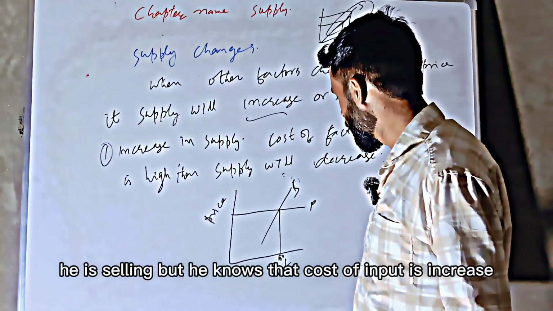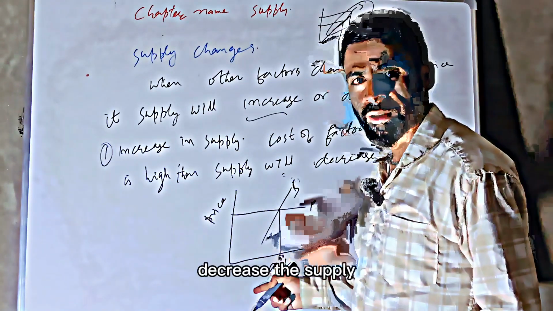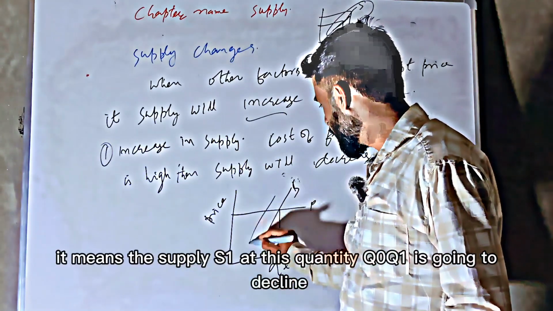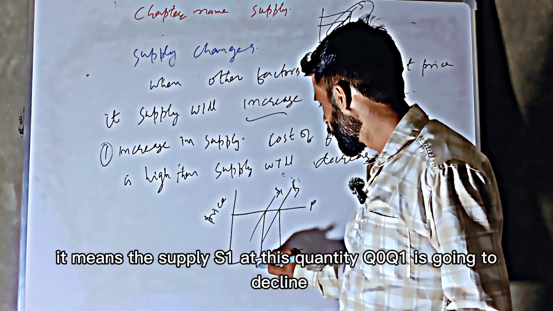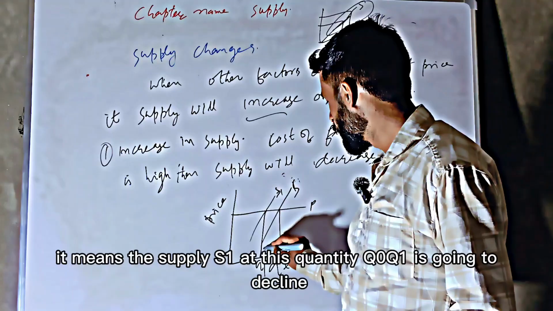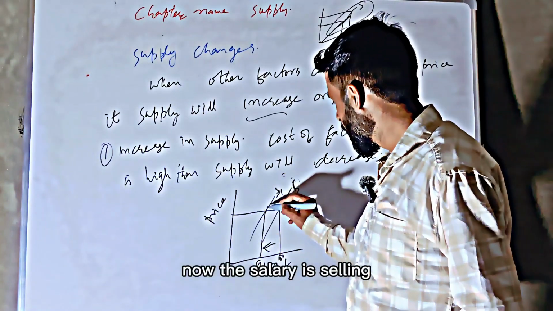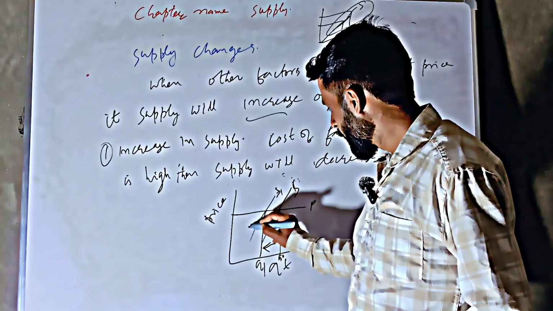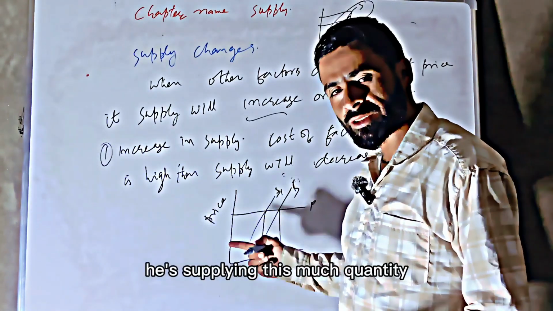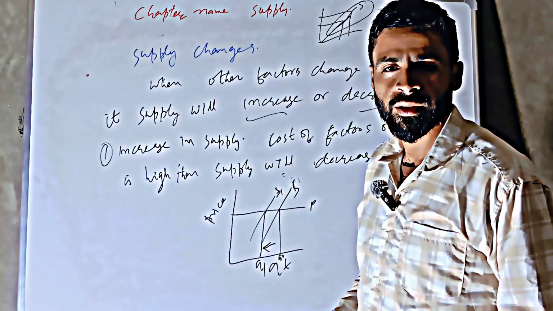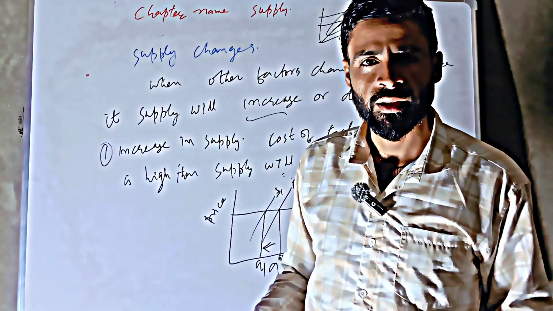paying laborers. How? He knows that at this supply, at Q0, he is selling, but he knows that the cost of input is increased, so he will decrease the supply. It means the supply S1 at this quantity, Q0 to Q1, is going to decline this much quantity. Now the seller is supplying this much quantity, but these are only other factors which determine this.